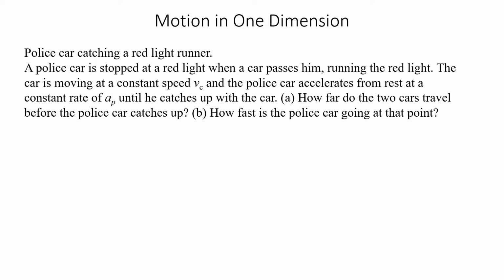All right, here's an example of motion in one dimension. We have a police car catching a red light runner, is the name of this problem. A police car is stopped at a red light when a car passes him running the red light. The car is moving at a constant speed, which we'll call v sub c, and the police car accelerates from rest at a constant rate, a sub p, until he catches up with the car.